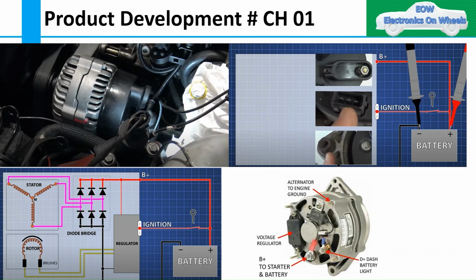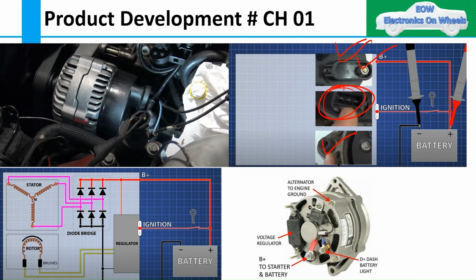Then as you can see in this slide, we are using two types of alternator, which I have already shown you. This B positive and this negative will always be there for an alternator, but this particular connection might be different or vary depending on the alternator or the project requirement.